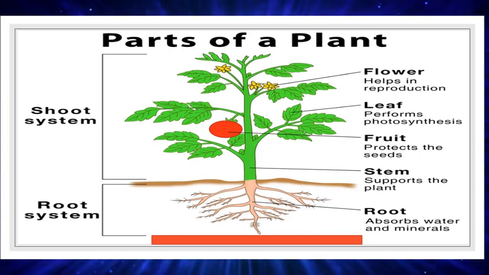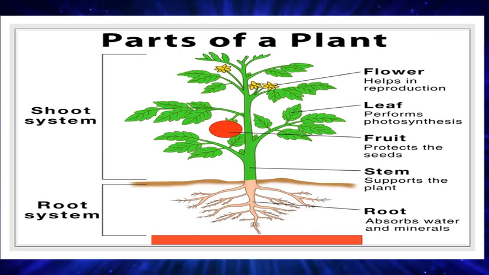So let's take the fruit. What does the fruit do as part of the plant? It protects the seeds. The fruit covers the seeds, protecting them the way your father protects you. Same way the fruit also protects the seeds.